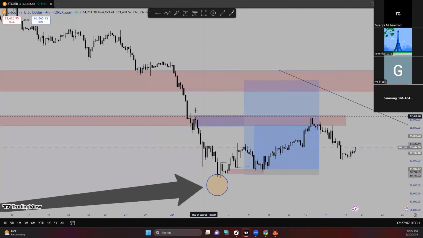So this is it. This will be the end of this class. And then we've got one class left, which is a very deep dive into lower time frame POIs.